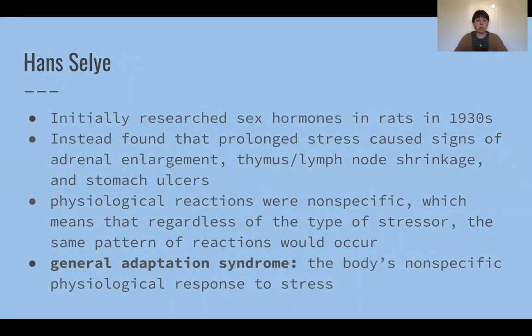And Hans Selye initially researched sex hormones in rats in the 1930s, and instead found that prolonged stress can cause signs of adrenal enlargement, thymus and lymph node shrinkage, and stomach ulcers. So he found that the physiological reactions were nonspecific, which means that regardless of the type of stressor, the same pattern of reactions would occur. This is known as the general adaptation syndrome, which is the body's nonspecific physiological response to stress.